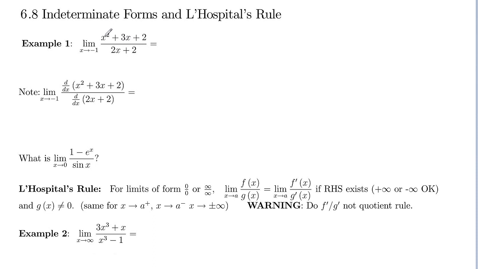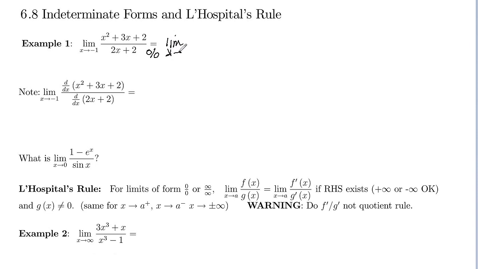And if you plug it in the numerator, you get negative 1 squared, which is 1, plus 3 times negative 1 is negative 3, so we get 1 minus 3 is negative 2 plus 2 is 0. So this is actually a form 0 over 0. And remember in Calc 1, when you had a limit that was 0 over 0, you had to do some more work. And the more work was usually to factor.